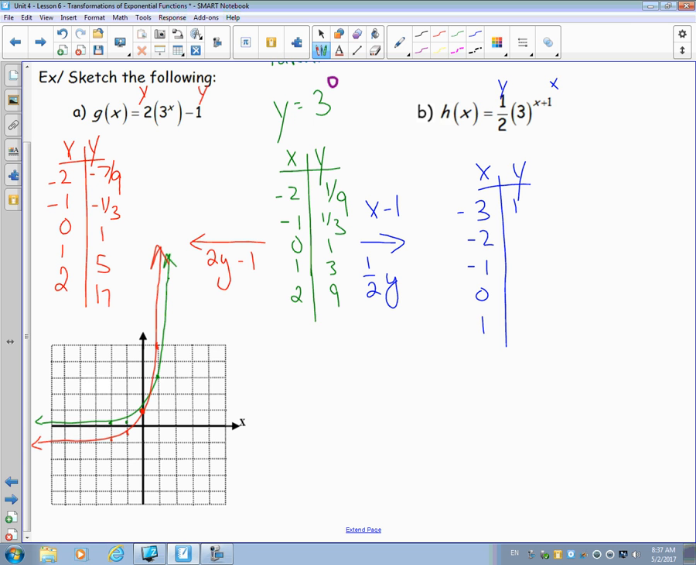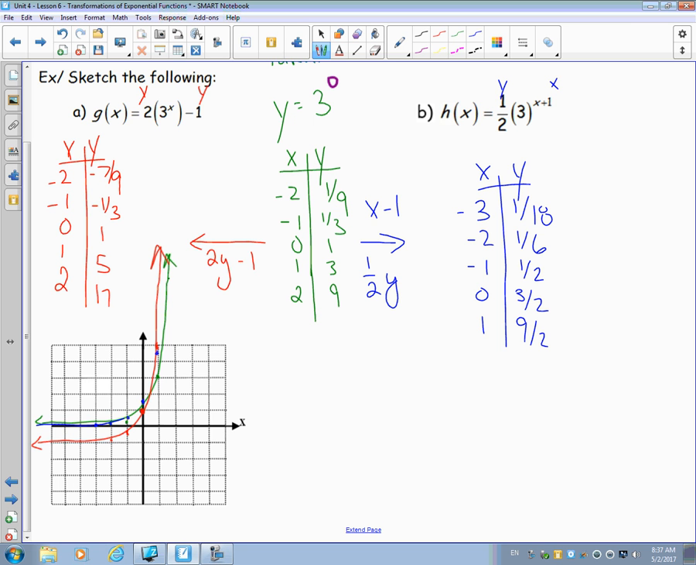Half of y. Half of a 9th is an 18th. Half of a 1/3 is a 6th. Half of 3 is 3 halves, or 1.5, and half of 9 is 9 halves, or 4.5. Okay, let's try sketching this. -3 and an 18th is almost on the line there. It's really hard to even draw that. A 6th. A half. 0 and 1.5. 1 and 4.5.